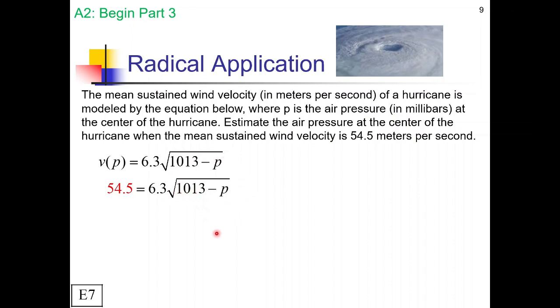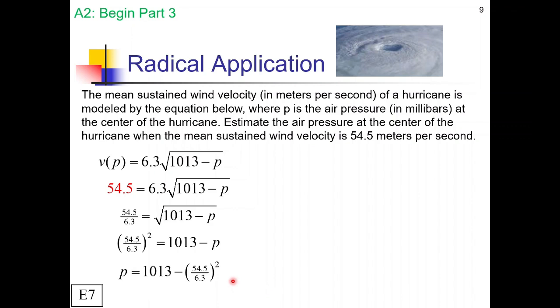All right, so our first step on this, and I'm actually not going to use the calculator until the very last second here. So we're isolating our radical term. That'll mean dividing by 6.3. So I have 54.5 divided by 6.3. And again, I'll wait till I crunch the numbers on this. Next up, we have to get rid of the square root by squaring both sides. And then finally, I have to isolate P. So what I'm going to do is add P over to the left and subtract this glop of stuff over to the right. So 1013 minus that squared monstrosity is going to give us our answer, maybe.